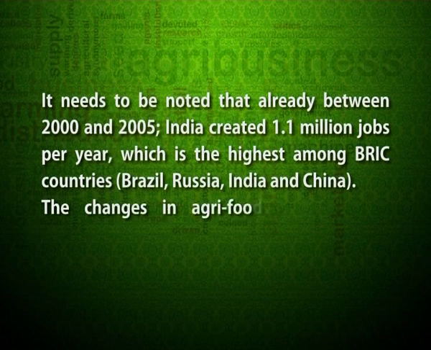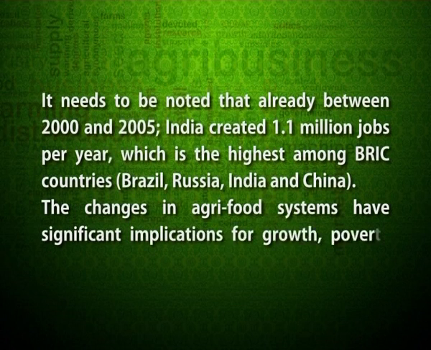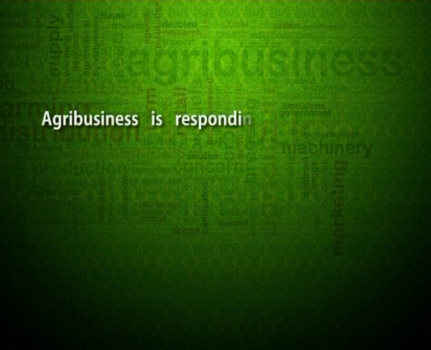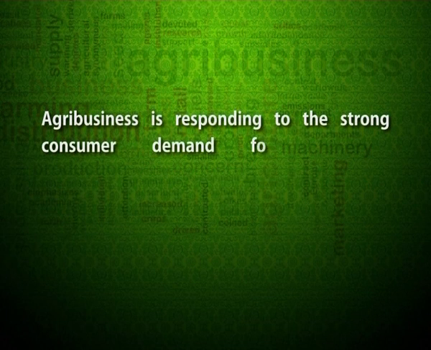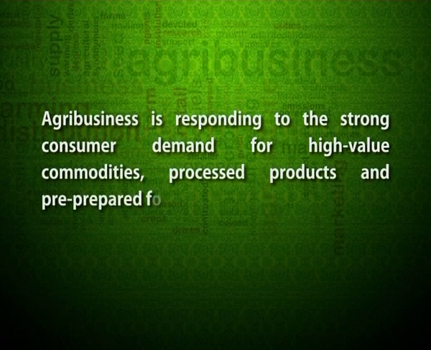The changes in agri-food systems have significant implications for growth, poverty, and food security. On the positive side, agribusiness is responding to the strong consumer demand for high-value commodities, processed products, and pre-prepared foods. There is, in fact, expansion of demand for farm products. It provides new opportunities to farmers for value addition, while agro-processing firms provide them crucial inputs and services and also cover a part of their risks.